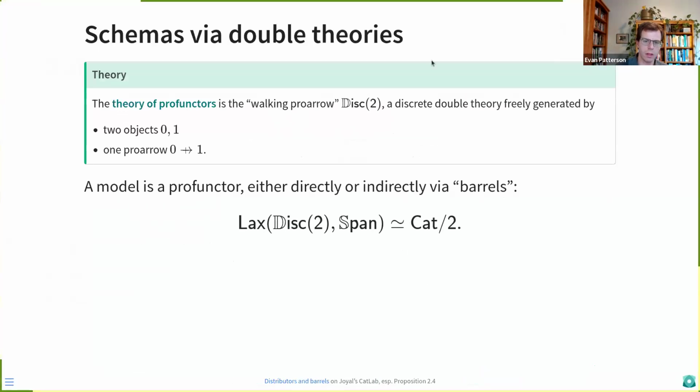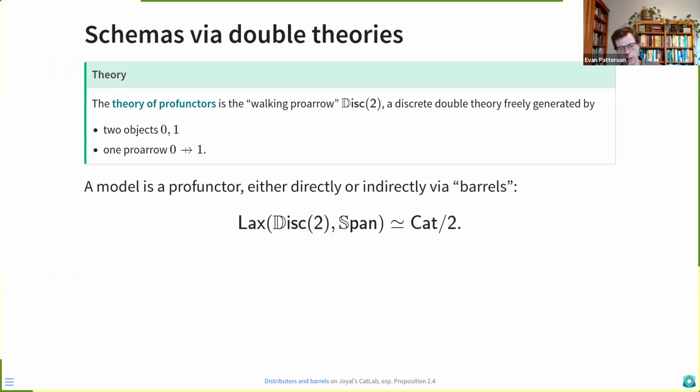Yeah, so this has another very simple double theory, right? The theory of profunctors is the walking pro arrow. That is to say, it's the discrete double category on the interval category, or in other words, it's the discrete double theory that's freely generated by a single pro arrow with distinct source and target.